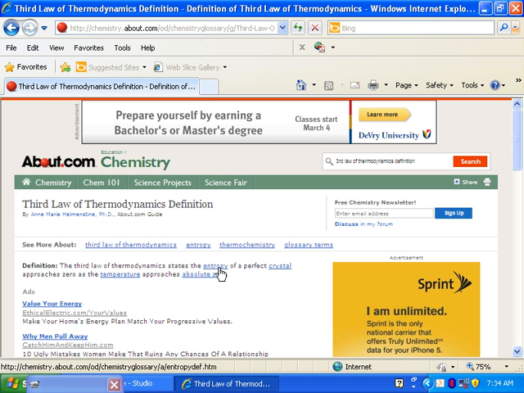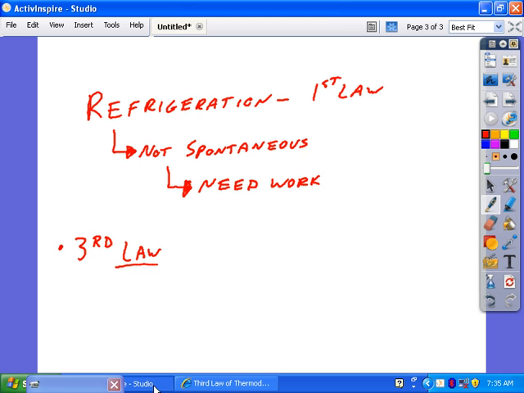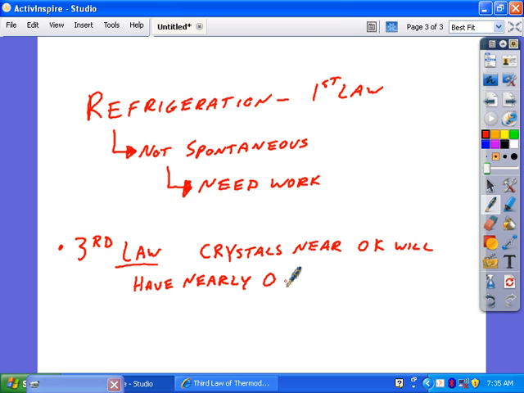Okay? So that's the basics of the basics involving entropy. So both the second law and the third law have to do with entropy. And the third law has to do with crystals nearing absolute zero. Crystals near absolute zero will have nearly zero for their entropy.